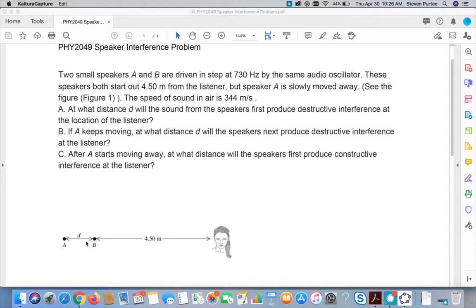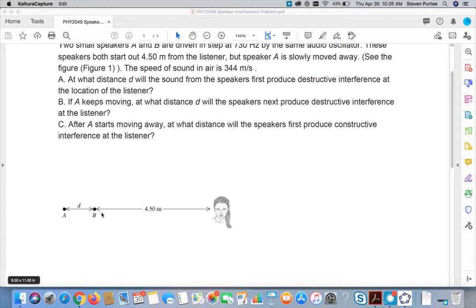Initially they were right together, but then we've moved A over to the left here. So now there's some distance apart. And we want in part A, the girl here to be able to hear nothing. We want these two to interfere destructively and cancel out. Okay, so let's assume that they're both putting out cosine waves here. We want those two waves to cancel out.